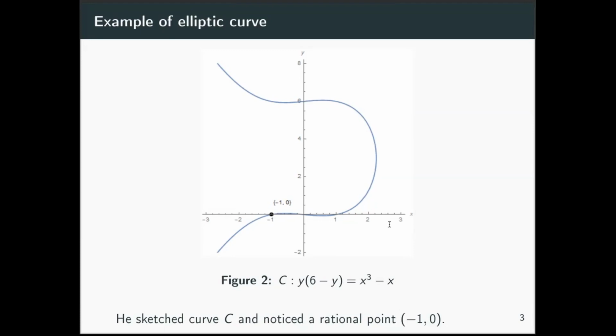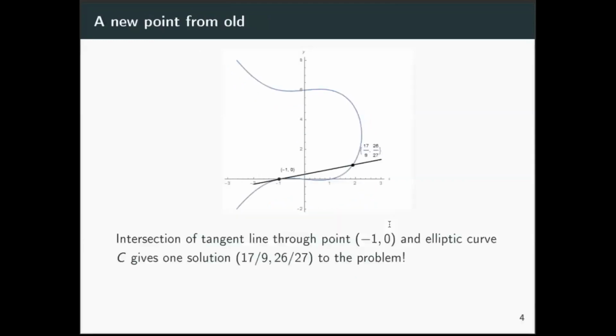So he sketched this curve, and he noticed one rational point, minus 1, 0. And then he did the following. He drew the tangent through that point, and this tangent intersects the curve in a 3rd point, 17/9, 26/27, which was a required solution of this problem.